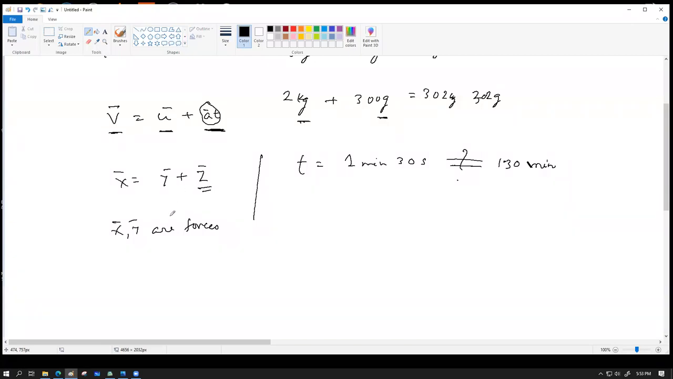If I want to express this time in seconds, that would be 60 seconds plus 30 seconds, which is 90 seconds, very easily understandable. But if I want to express this whole thing in minutes exclusively, I can write it like this: 1 plus 30 divided by 60 minute. Which gives you 1.5 minutes. So it is important to understand that these two things are not the same.